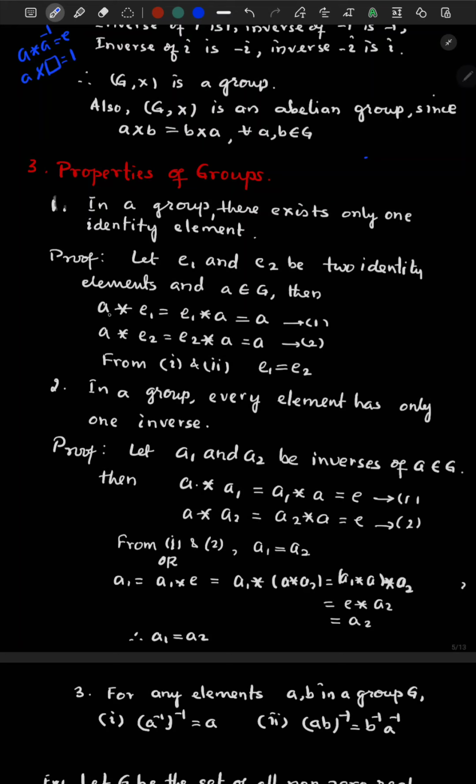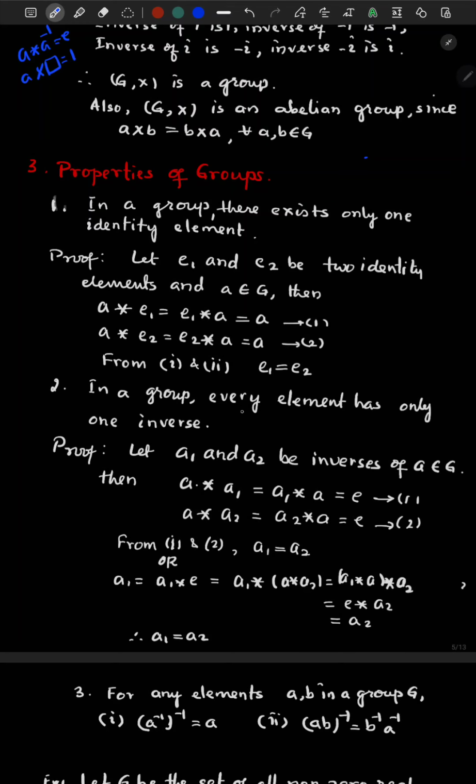Then given any element A, A star E1 must be equal to E1 star A, which is equal to A. If E2 is also an identity element, then A star E2 is equal to E2 star A, which is equal to A. So what we infer from 1 and 2 here is that both of them give A. So it means E1 must be equal to E2. Both are the same, so there exists only one identity element.